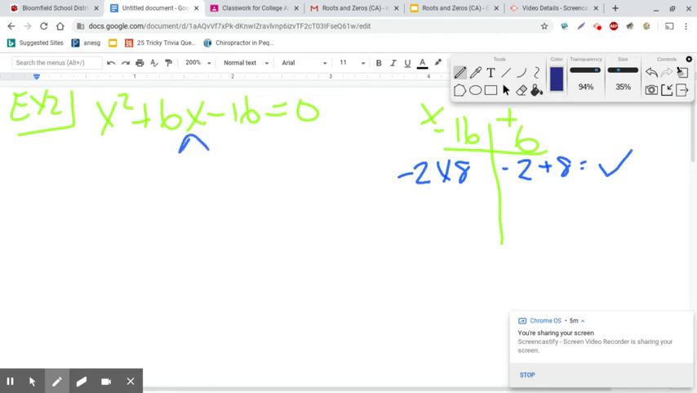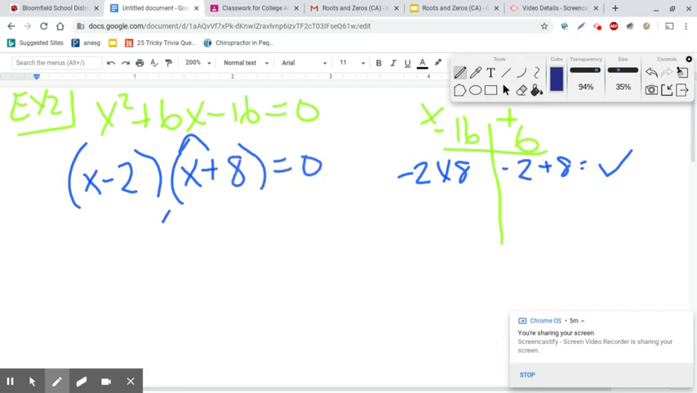So this over here is going to become x minus 2, because 2 is a negative, and x plus 8. And that's going to equal 0. We're going to do our two equations. So x minus 2 equals 0, and x plus 8 equals 0. And we're just going to solve normally.